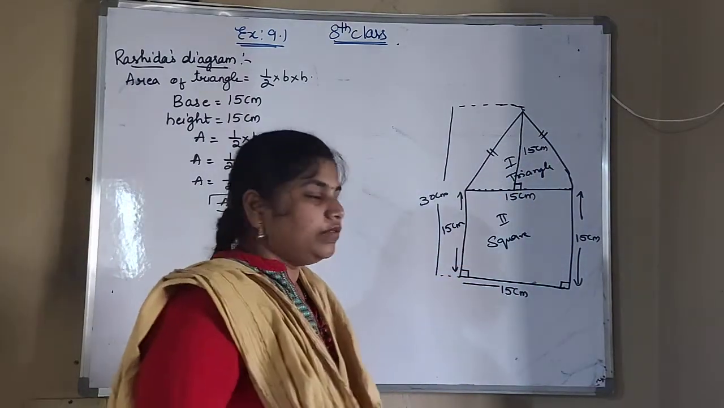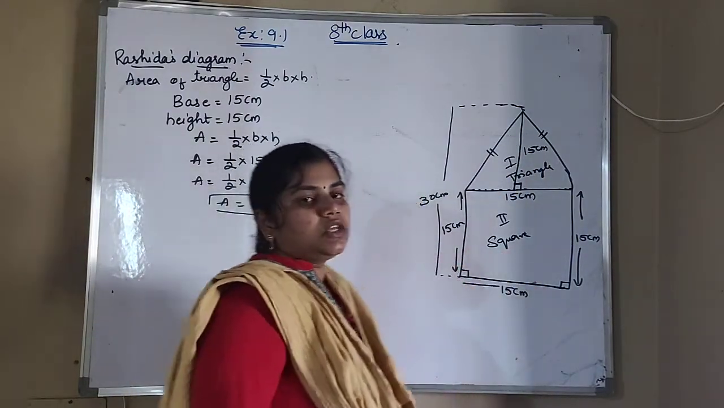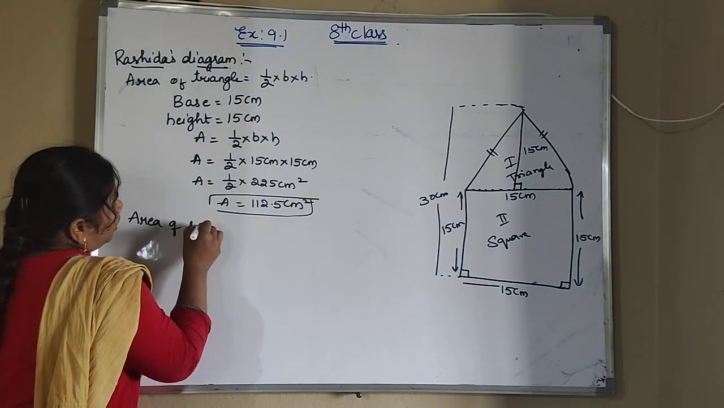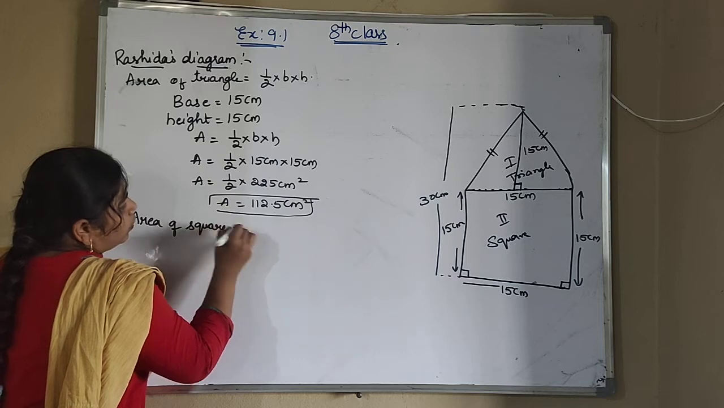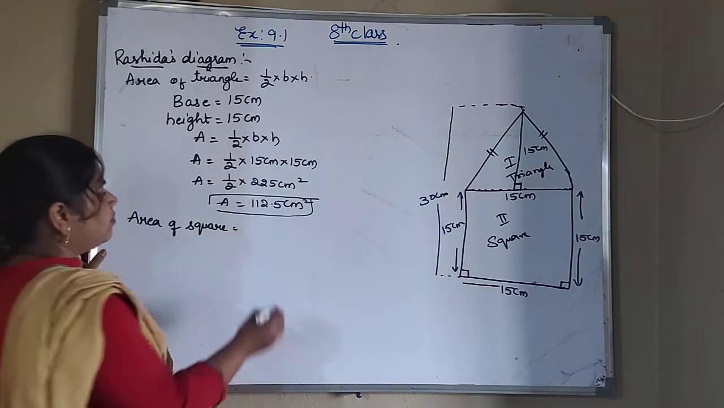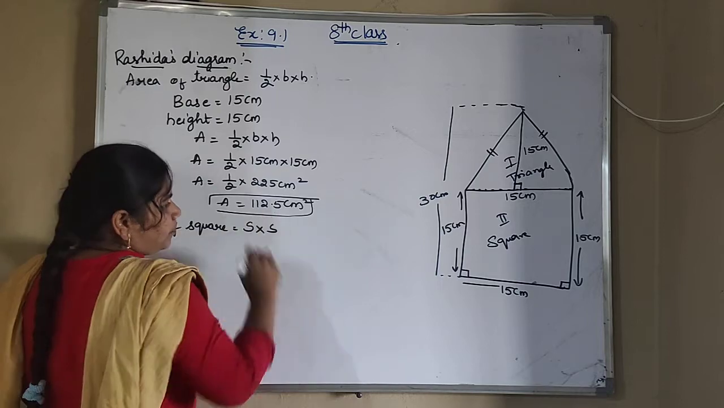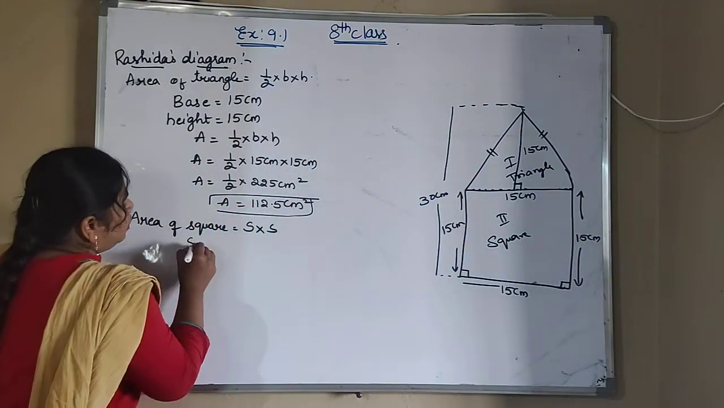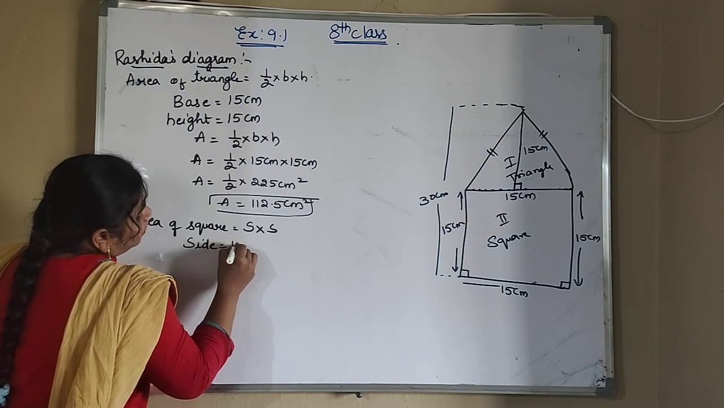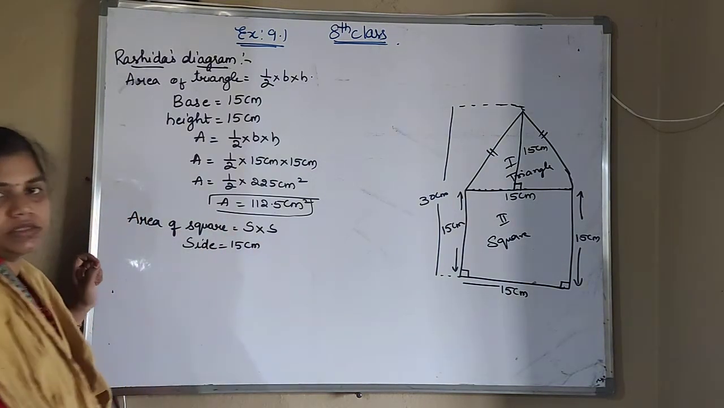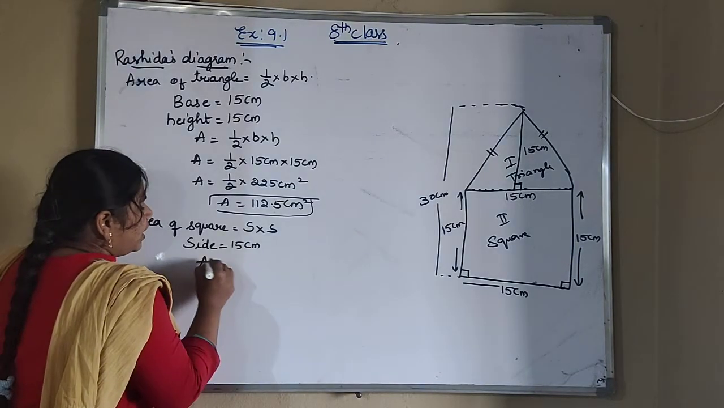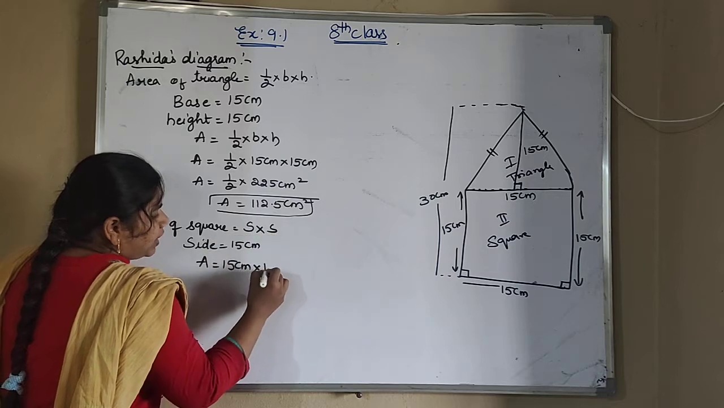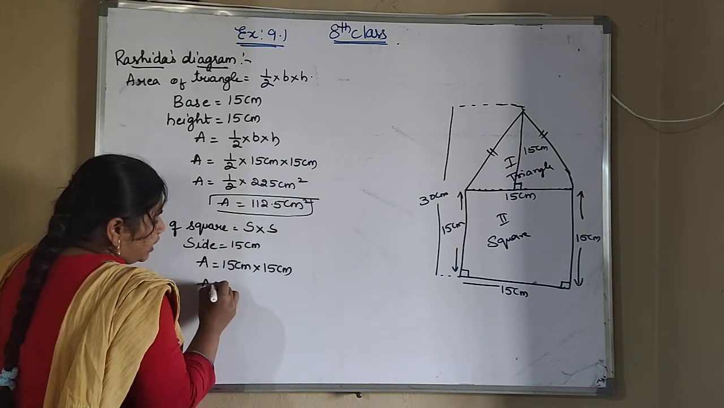Now we have to find the area of the square. What is the area of a square formula? That is side into side. In a square all sides are equal, so the side value is 15 centimeters. Applying the formula, area is equal to side 15 centimeters into side again 15 centimeters. So area is how much?